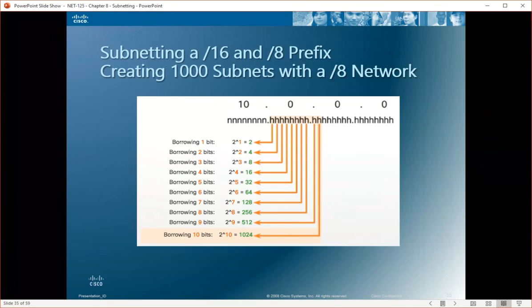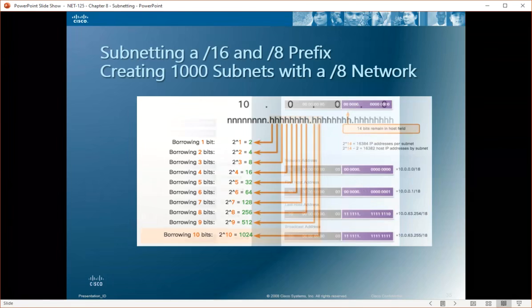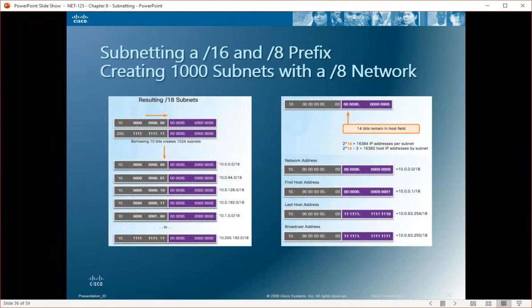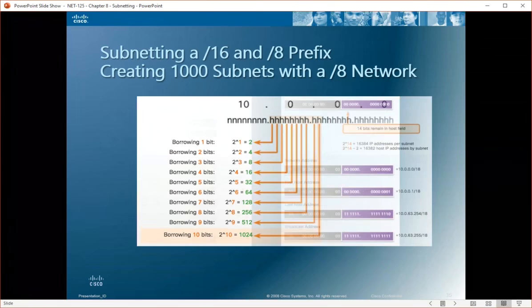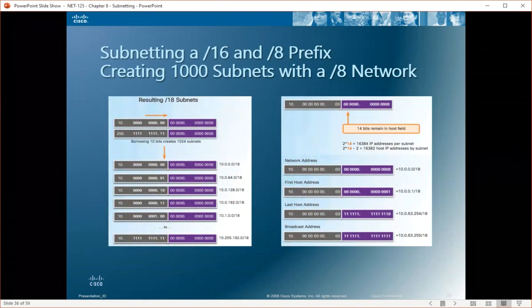So if we're borrowing 10 host bits here, that means we still have 14 on this side, 8 and 6 for our hosts. So now we've created what's called a /18 because we've got 8 here. We're borrowing 8 plus another 2, so that's 10. So this becomes a /18 network creating 1,024 subnets. So that means that each subnet will then support 16,382 hosts per subnet. 16,384 minus 2. So 2 to the 14.